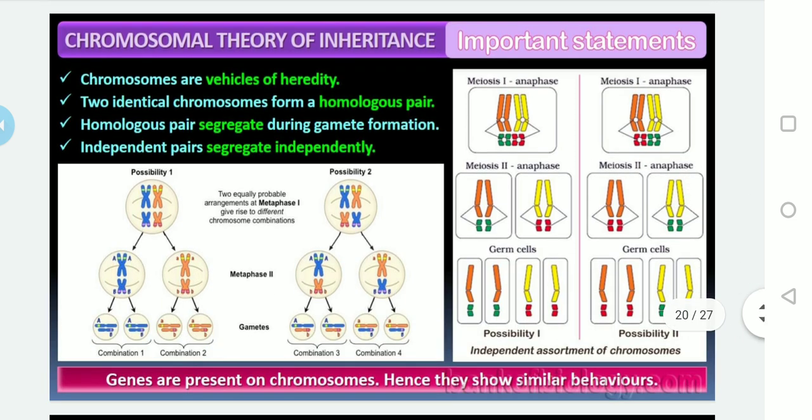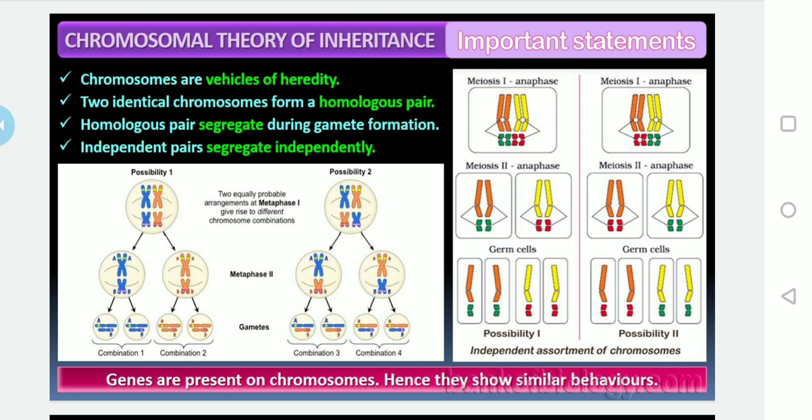And here you can identify the chromosomes and genes, how they behave. Some of the similarities recognized by Sutton and Boveri between Mendelian factors, that's what we call genes nowadays, and the behavior of the chromosomes are as follows. You can identify the diagrammatic representation, the possibilities. Here, for understanding purposes, I have given the textbook diagram along with the cell divisions.